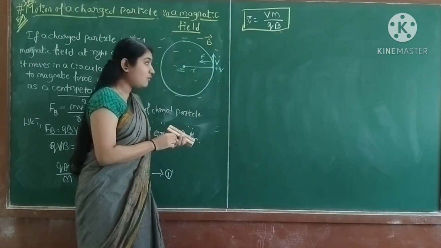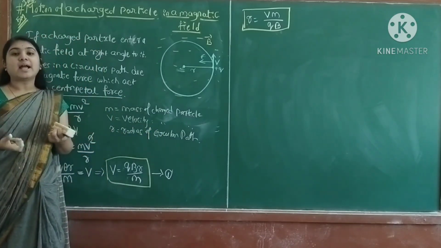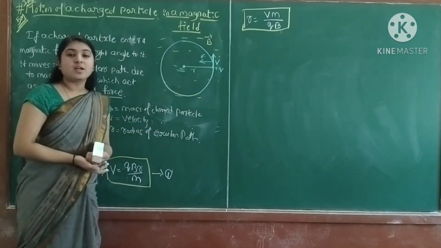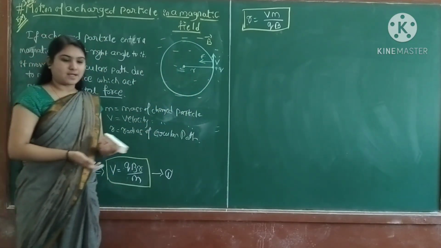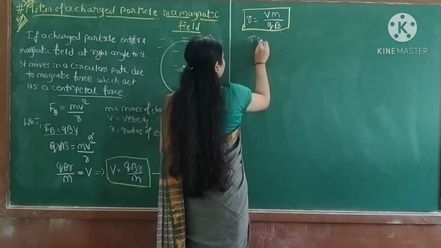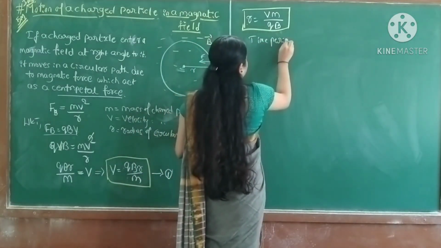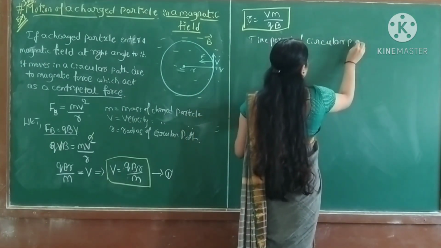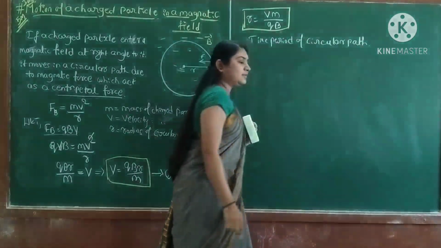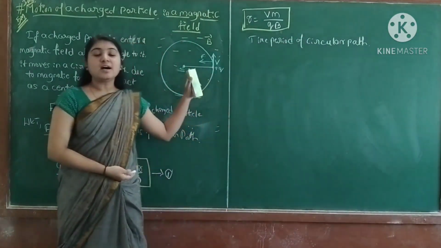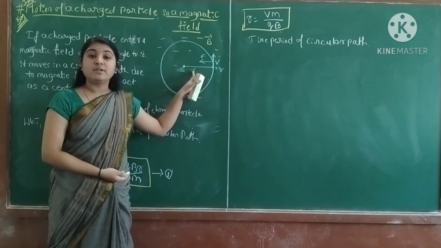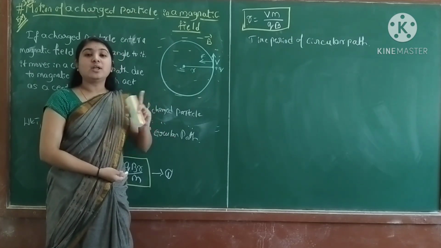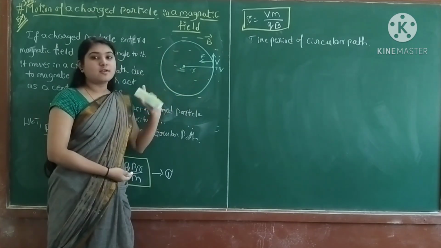Yes, see now we have to calculate the time period. Time period of a circular path. What we have to calculate? Time period of circular path. So in order to calculate the time period of circular path, what will happen? The linear velocity will be related to the angular velocity of this centripetal motion.